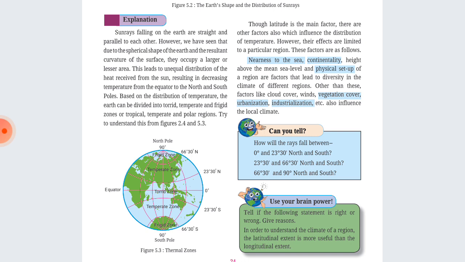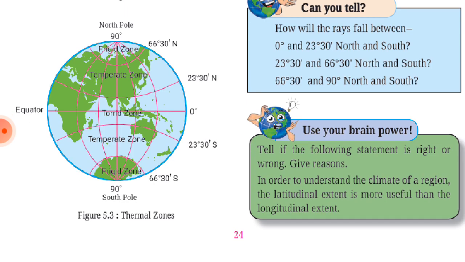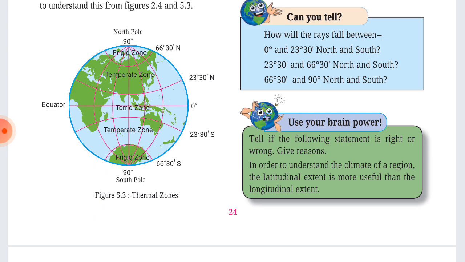As you can see, the earth is divided by 7 parallels of latitude, which are: the North Pole at 90 degrees north, then at 66 degrees 30 minutes north the Arctic Circle, 23 degrees 30 minutes north the Tropic of Cancer. Then at 0 degrees the equator is located.